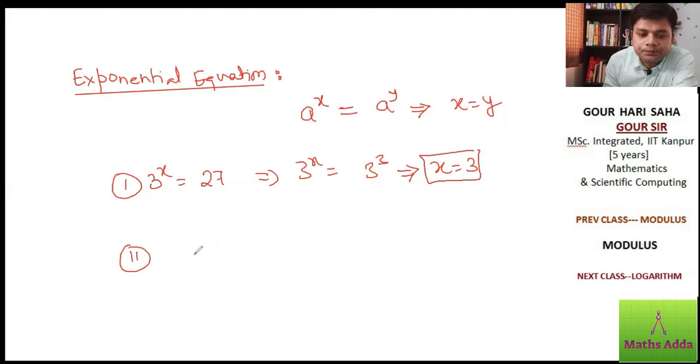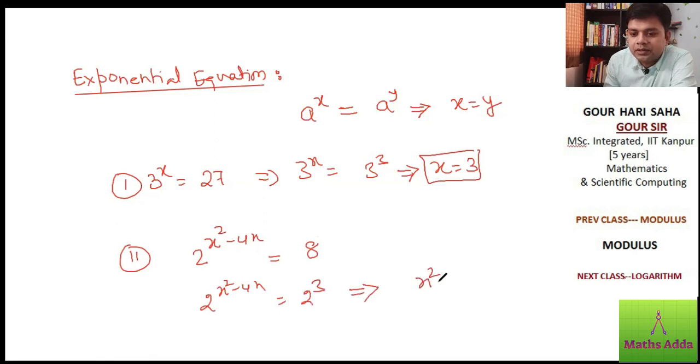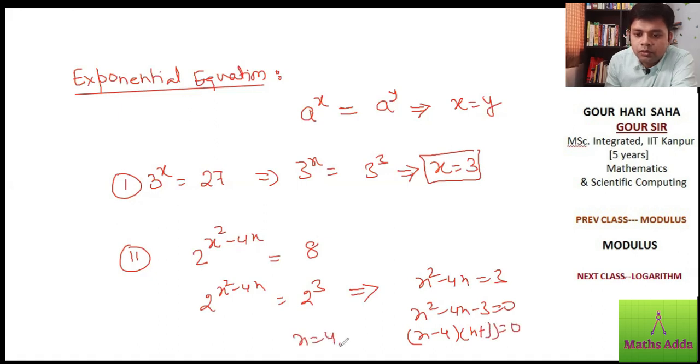Second, I take 2 to the power x square minus 4x is equal to 8. How to solve it? 2 to the power x square minus 4x is equal to 2 to the power 3. Since bases are the same, x square minus 4x is equal to 3. That is x square minus 4x minus 3 equal to 0. x minus 4 into x plus 1 equal to 0. x is equal to 4 or minus 1. This is the second exponential equation. Exponential equations will be very easy.